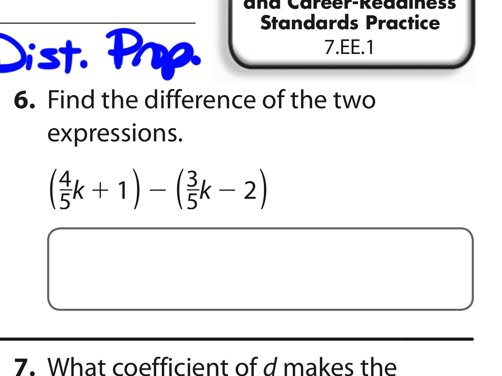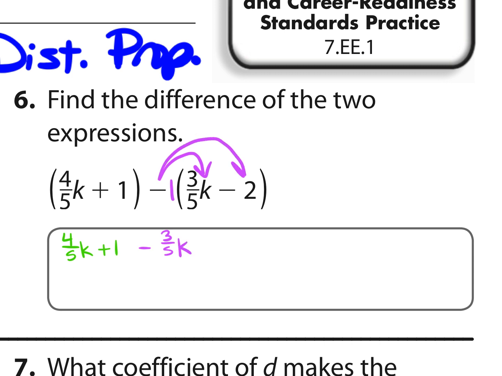On number 6, find the difference of the two expressions. The first expression, 4/5 k plus 1, I can just bring down. There's nothing else I can do with that at the moment. But then I have this minus 3/5 k minus 2. It's like I'm multiplying by a negative 1 each term, so it's just going to change their signs. This was positive 3/5 k, now it's negative 3/5 k.